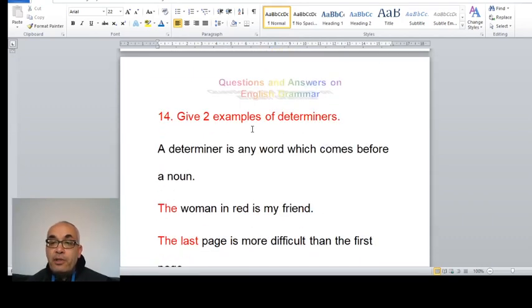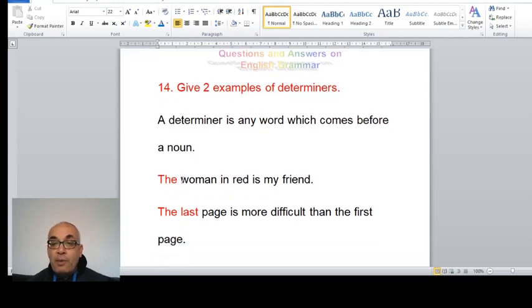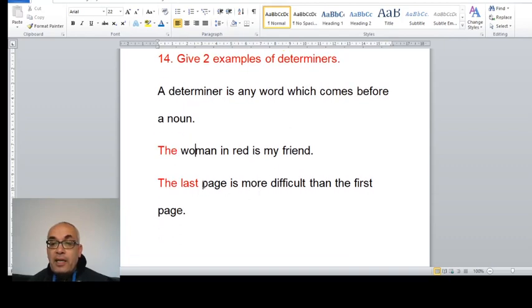Give 2 examples of determiners. A determiner is any word which comes before a noun. So woman is a noun. I use that. That is a determiner. The woman in red is my friend. Again, page is a noun. It's a name. And before page, I use 2 determiners: the and last. Of course, determiners are like adjectives, and they come before nouns.